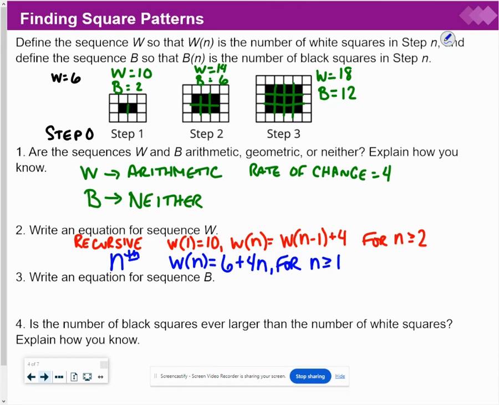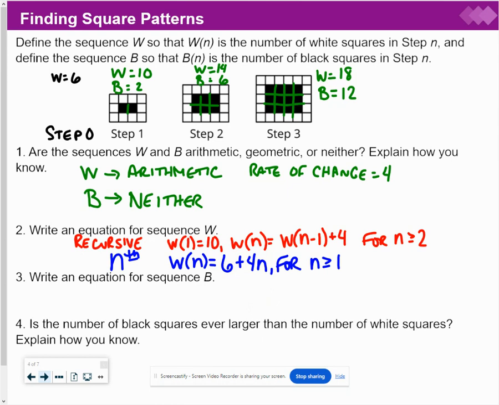And if you're not sure if it's done right, you can always check that nth term, right? If I look at step 1, there are 10 white squares. If I put a 1 right here for the n, for the step number, 4 times 1 is 4, plus 6, yep, that's 10. If I put a 2 in there for step 2, 4 times 2 is 8, plus 6 is 14. That's how many squares we have there. So you can check it by substituting in.